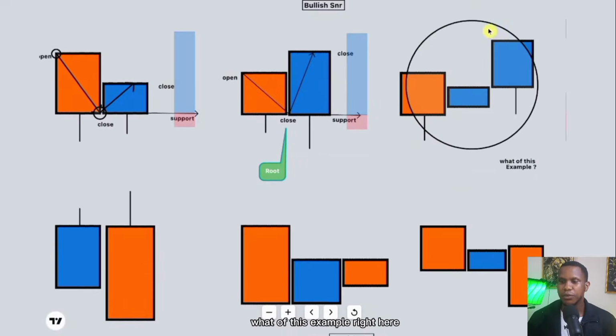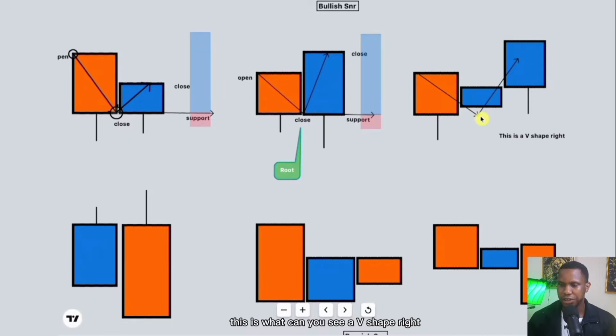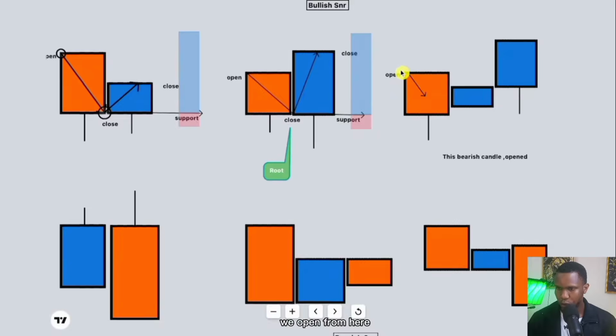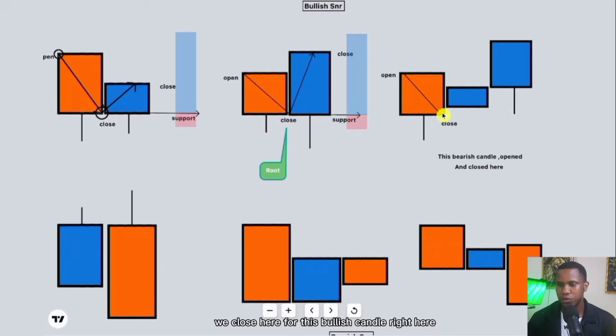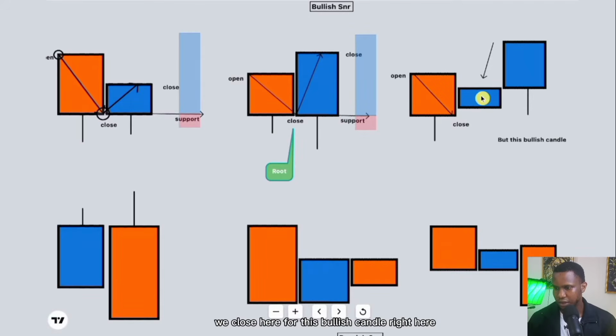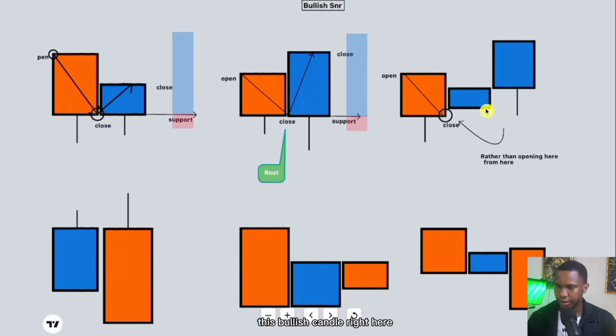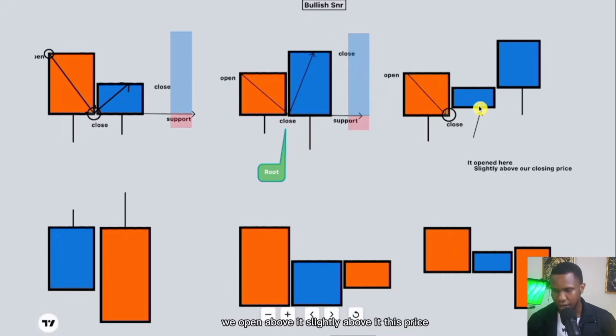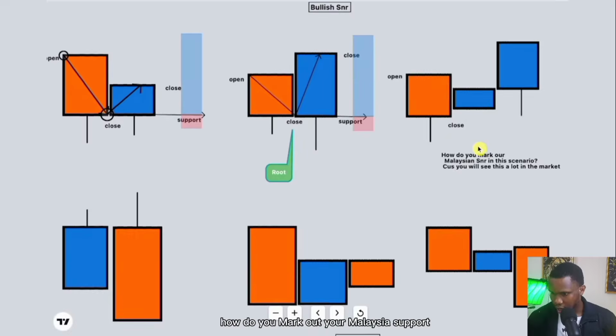What of this example right here? Can you see a V shape, right? We opened from here, we closed here. But this bullish candle right here, rather than opening from the same place where this candle closed, opened slightly above it, at this price. How do you mark out your Malaysian support in this scenario? Because you see this a lot in the market, especially when there is a gap in the market, when there is much spread.